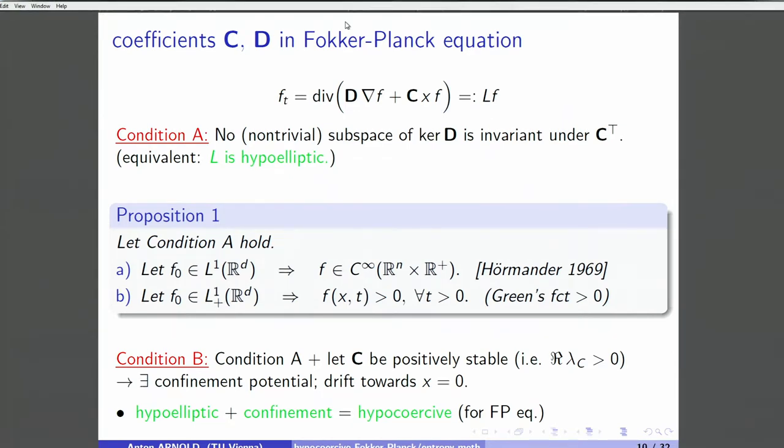I will need a second condition. The second condition requires that my drift matrix C here is positively stable, which means that all eigenvalues of this matrix must be strictly positive. So this relates somehow to the fact that in this drift term, you have a confinement potential such that mass will be moved towards the origin and not away from the origin in all directions. So the punchline or the combination of the two assumptions is, if you have for this Fokker-Planck operator hypoellipticity plus confinement, you have hypocoercivity. Again, hypocoercivity means you have the chance to show exponential convergence towards the steady state.